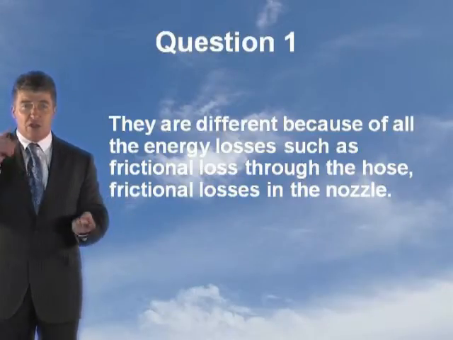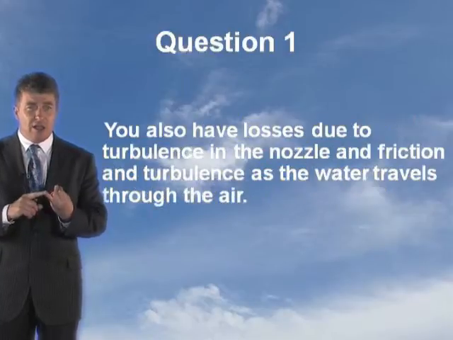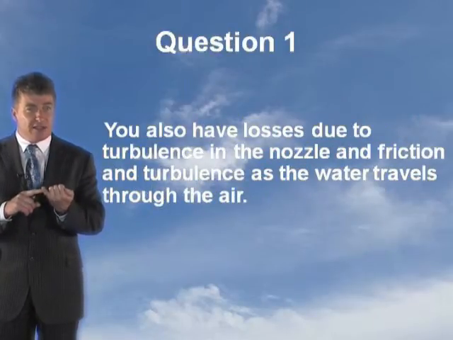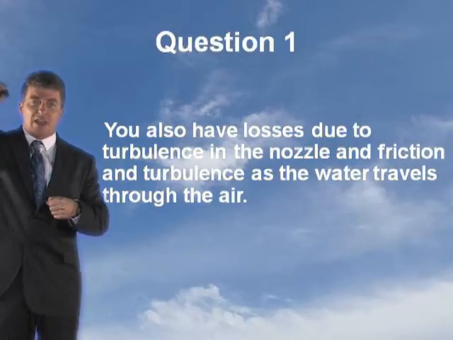This is because of all the energy losses, such as frictional loss through the hose, frictional loss in the nozzle, losses due to turbulence in the nozzle, and friction and turbulence as the water travels through the air. Do you understand? Through the whole system, in this particular case, there's a lot of energy losses, and that's why you have to take it into account. That's why the energies are different at point A and point B, due to energy losses due to friction. And that is the completion of question 1.